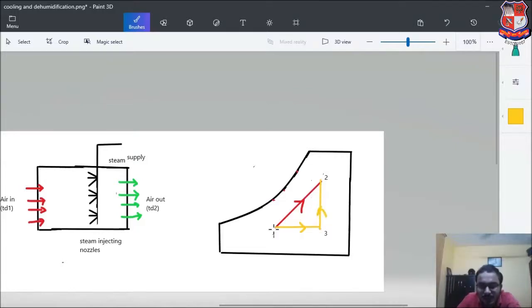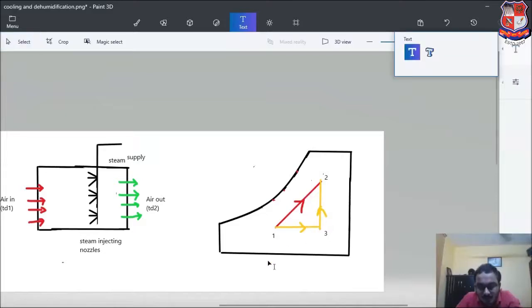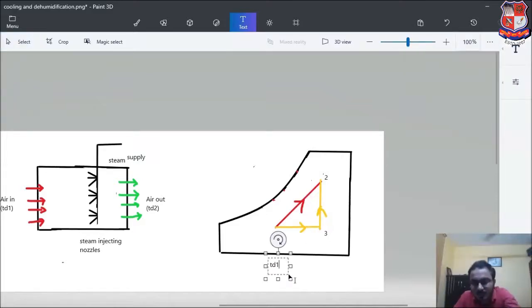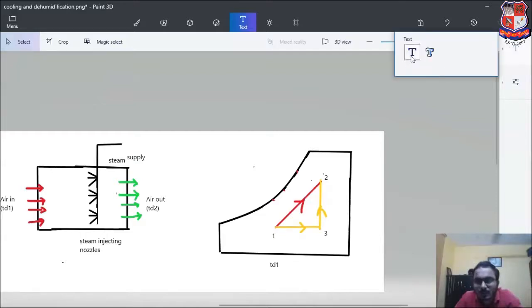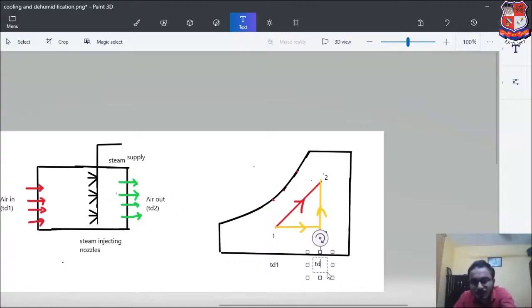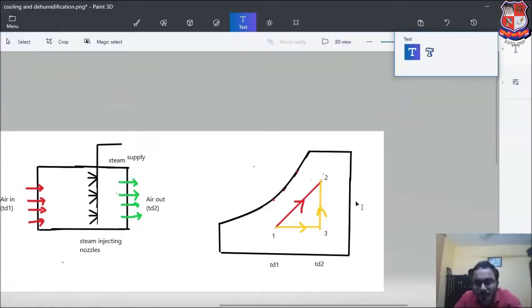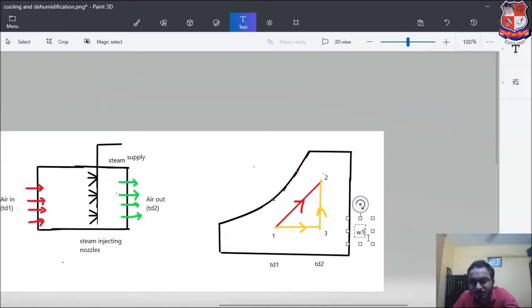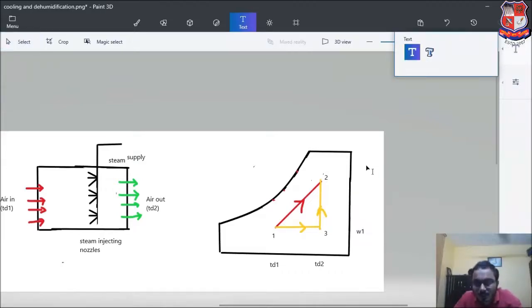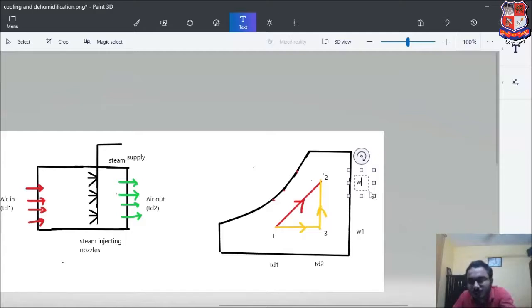So we have divided this heating and humidification process into sensible heating, that is a pure sensible heating process, and second is the pure humidification process. So here we can also write down the nomenclature: this will be TD1 and this will be our TD2. Here we will have W1 and also here we will have W2.